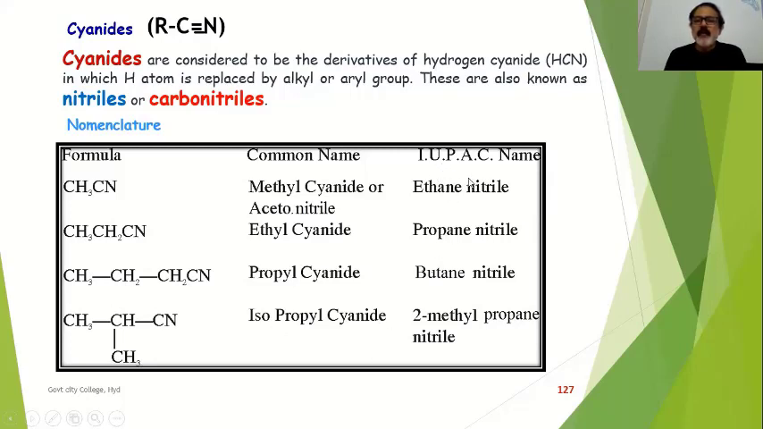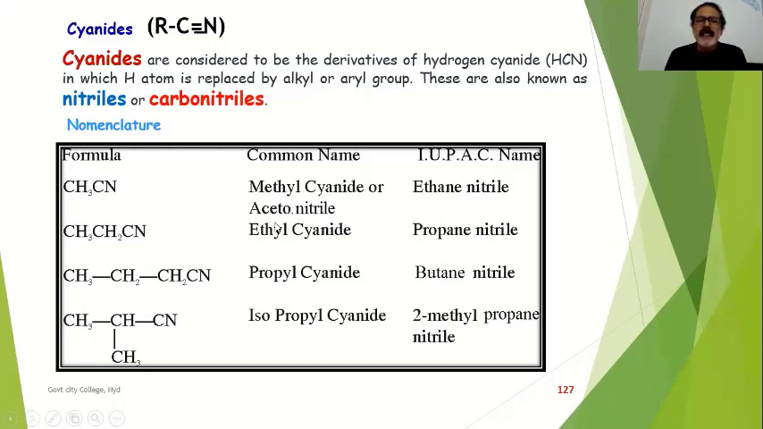But in IUPAC nomenclature, we use nitrile as the suffix. Try to remember that. Here you can see 2 carbons. We call it methyl cyanide because it is made of 2 parts: this part is methyl and this is cyanide. But in IUPAC nomenclature, there are 2 carbons, so it is called ethane, and the C triple bond N is called nitrile, so we call it ethane nitrile.